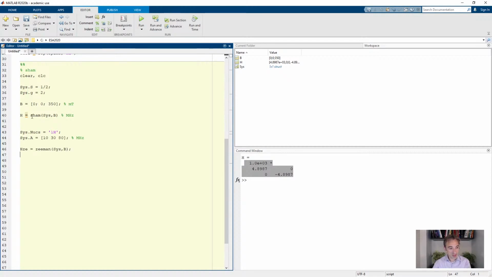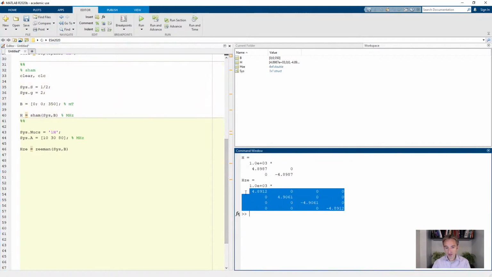So instead of sham, which gives you the full spin Hamiltonian, you just write zeeman and you will get only the Zeeman part of the Hamiltonian. Let's look at it. And here it is. This is the Zeeman Hamiltonian. It's a 4x4 matrix now because we have two spins 1/2, and each spin 1/2 gives two levels. So 2 times 2 levels makes 4 levels. You can see this Hamiltonian is still diagonal, and it has 4 different energy levels.